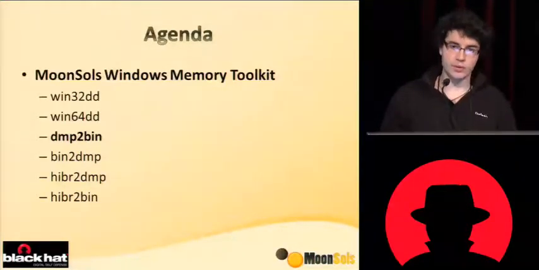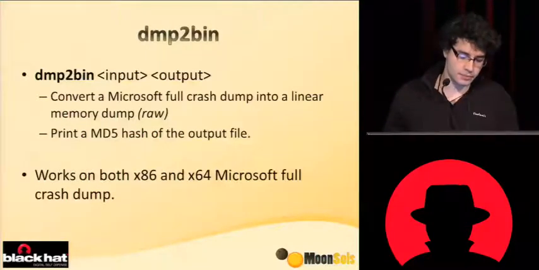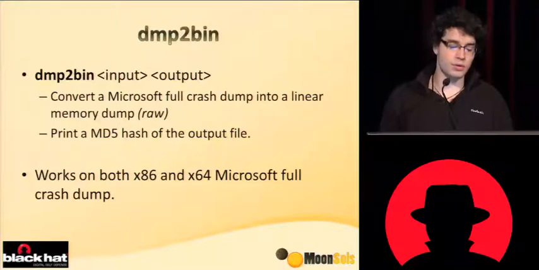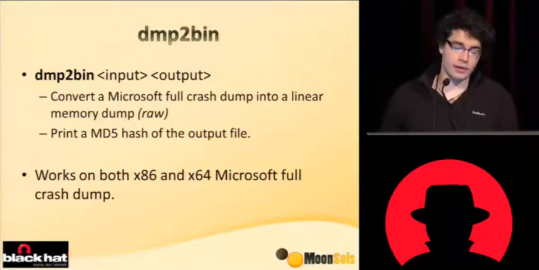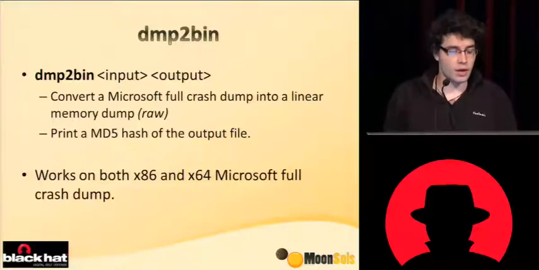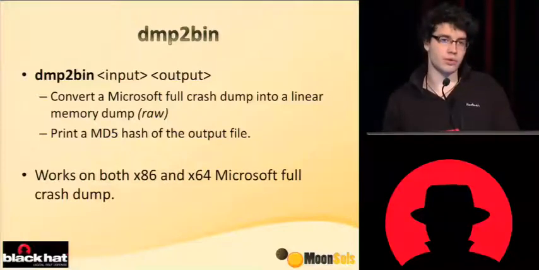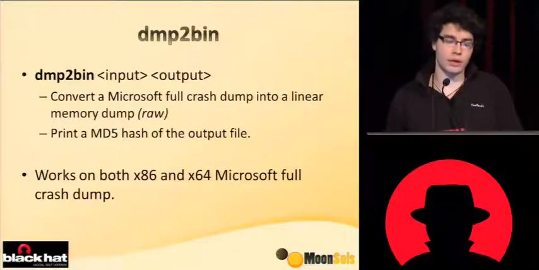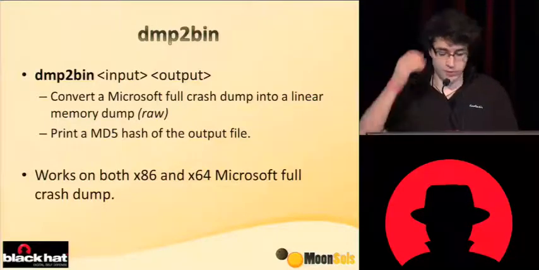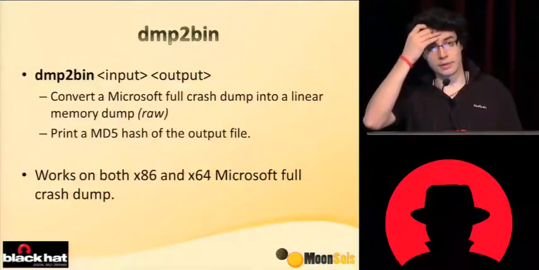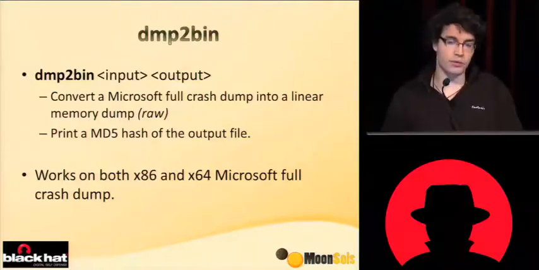Dump to bin is another utility from the toolkit. Again, the usage is really easy to understand. You give a file as an input and it will give you the output. Dump to bin will reconstruct the physical address space from a Microsoft CrashDump. It will also give you a hash. It works with both x86 and x64 Microsoft full memory CrashDump.